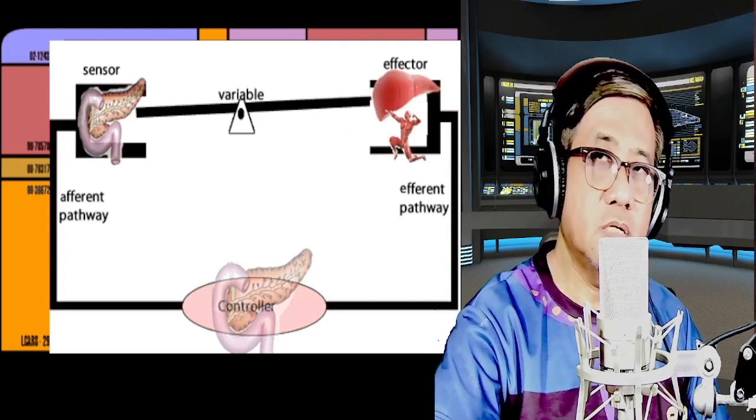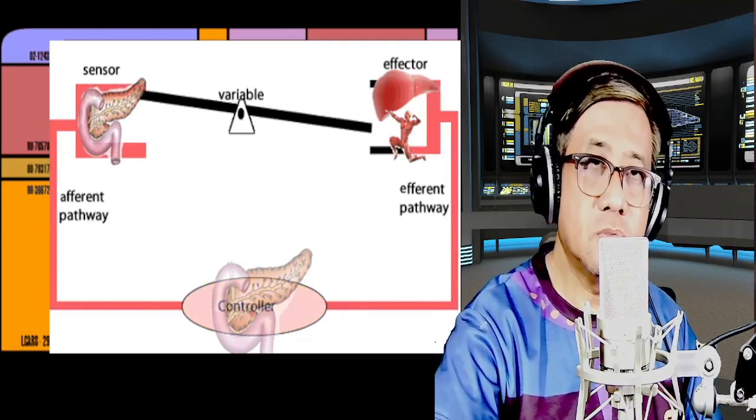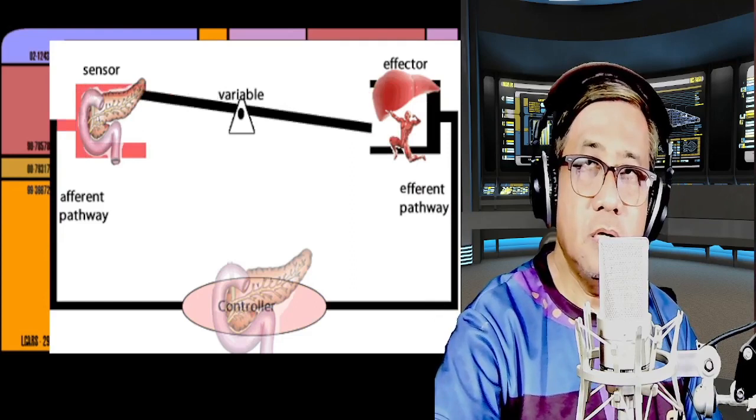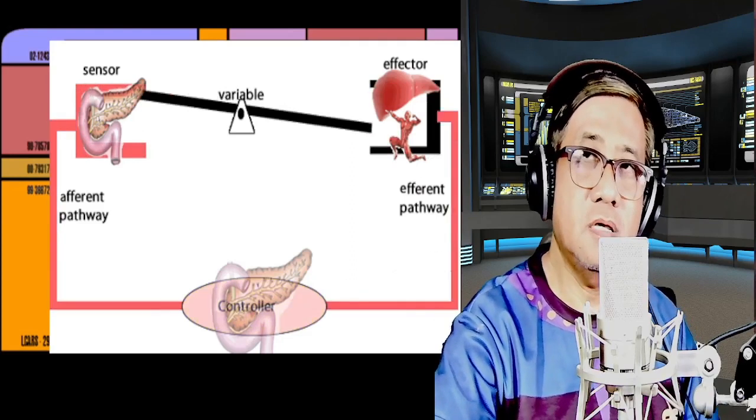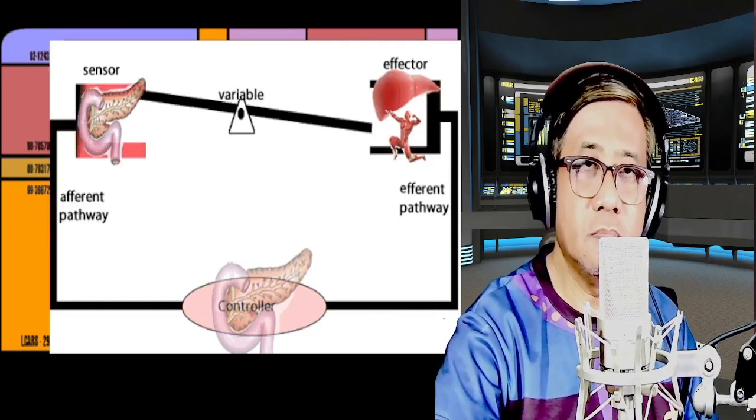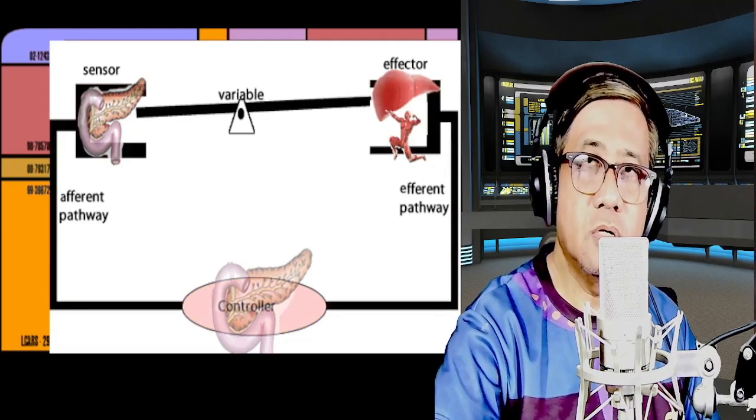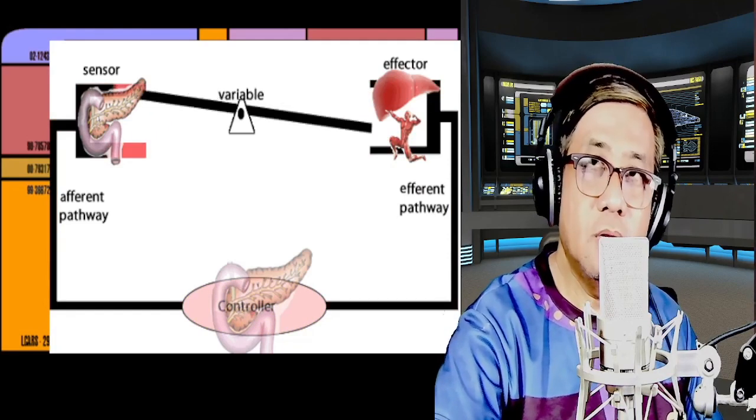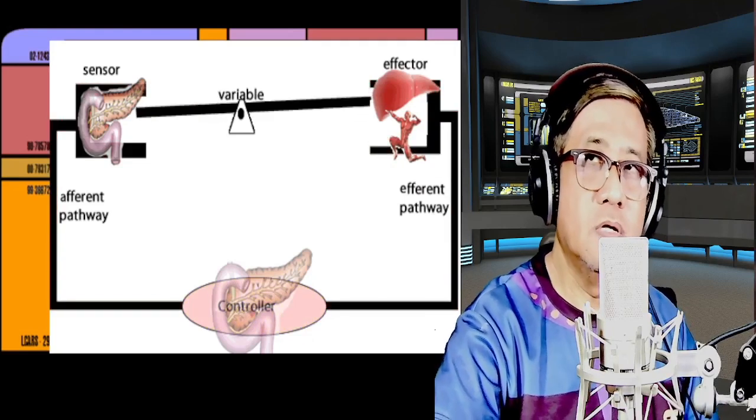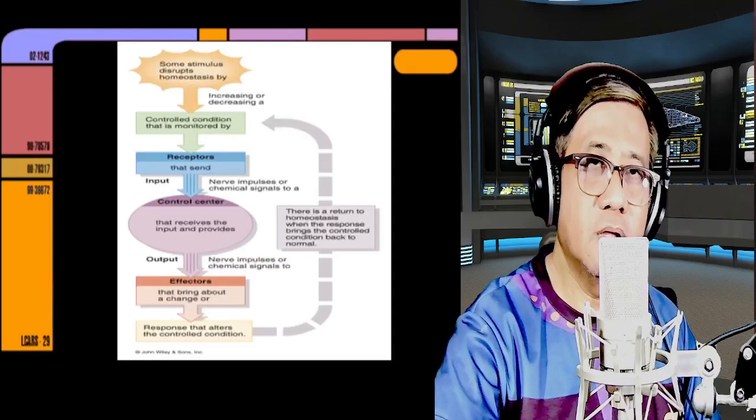So the pancreas will send information to the cells in the pancreas itself that will produce insulin. So we call this the afferent pathway. From receptor to the integrating center involved, in this case, the integrating center is the pancreas itself that will produce the needed hormone, which is insulin. So the pancreas will produce insulin to lower down the blood sugar to its normal or set point value. The insulin that is produced by the pancreas will restore the normal blood sugar level. So this is what we call a negative feedback loop.